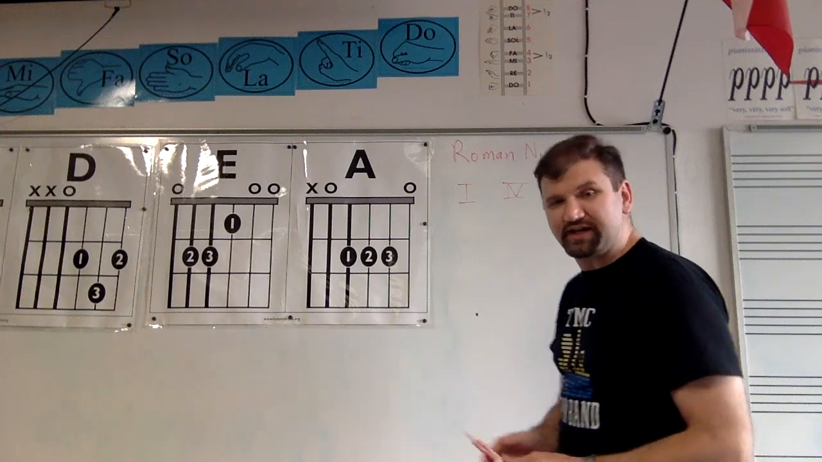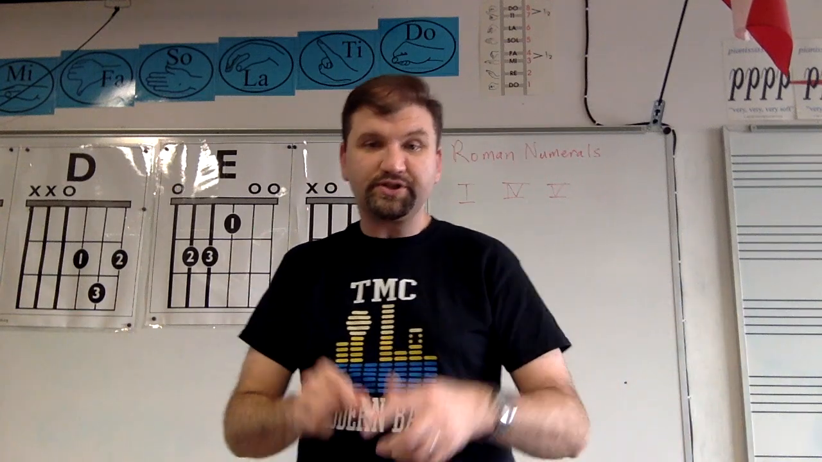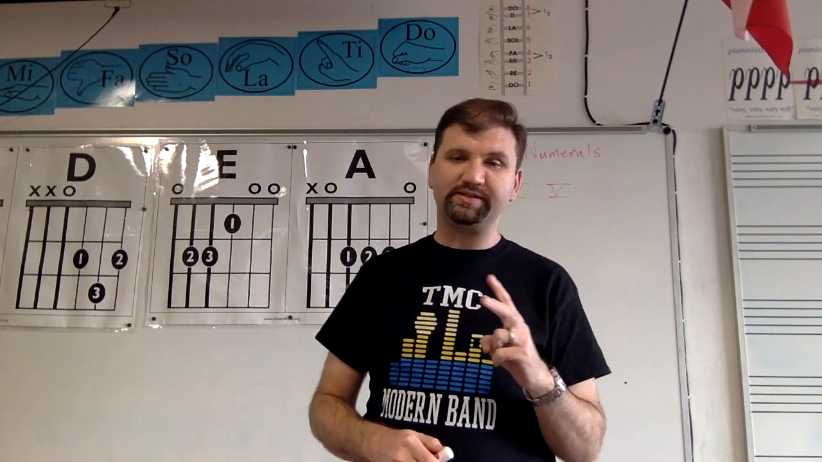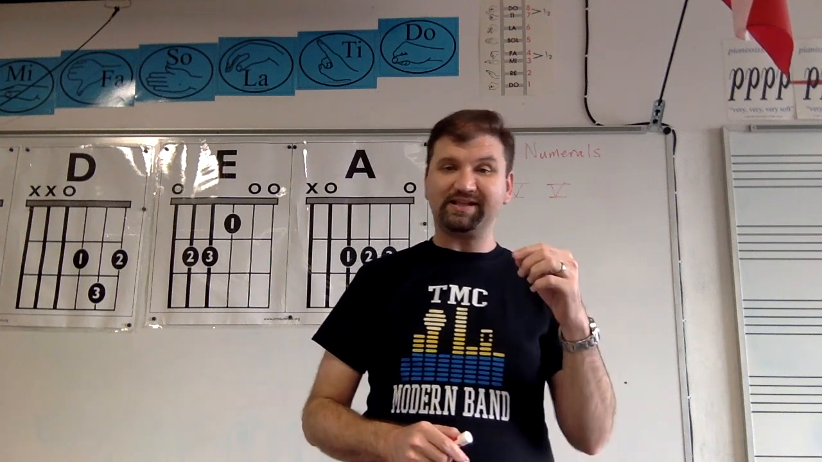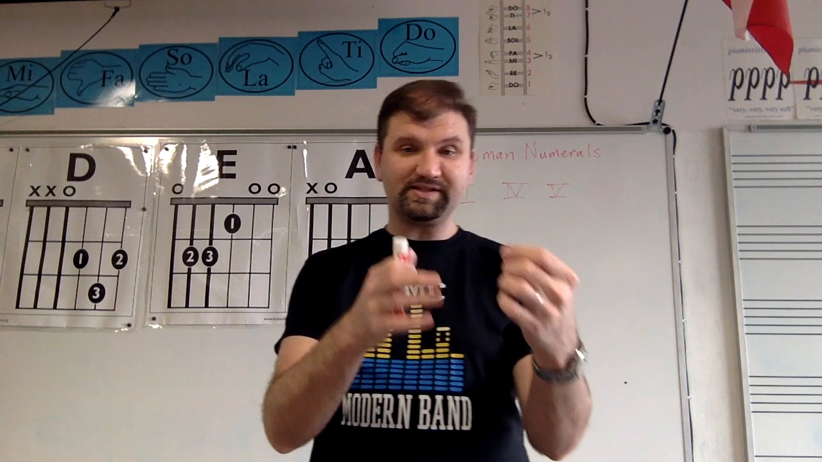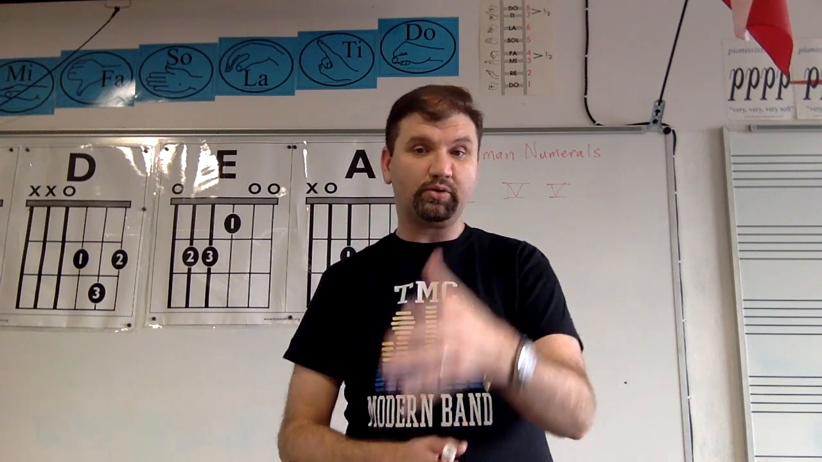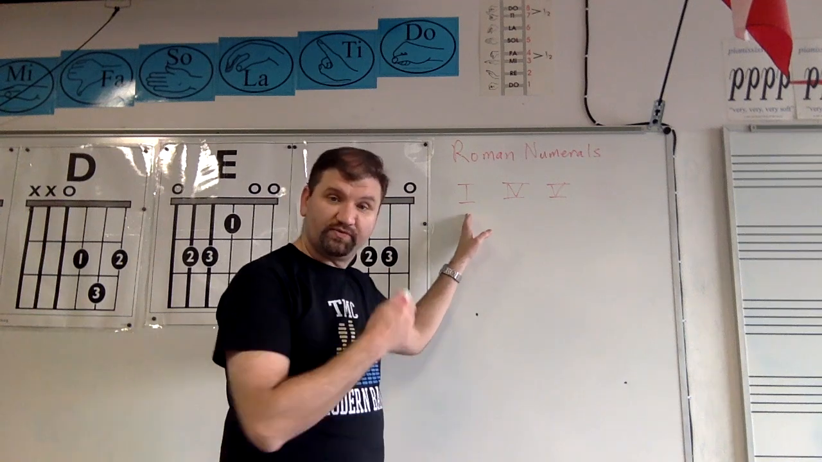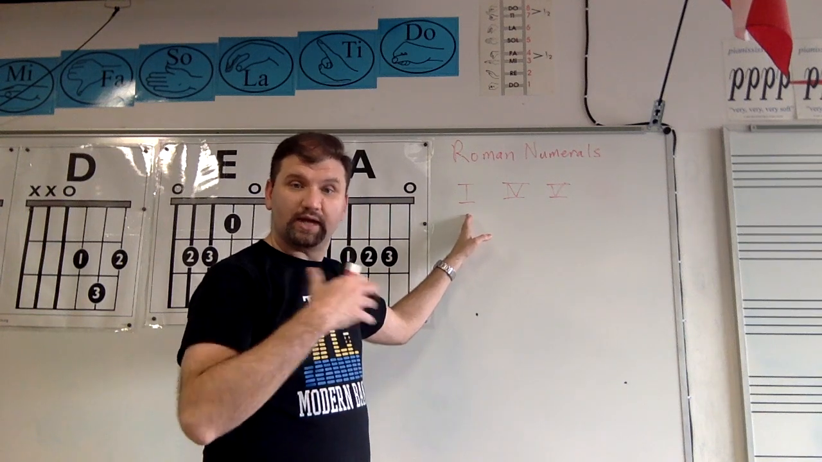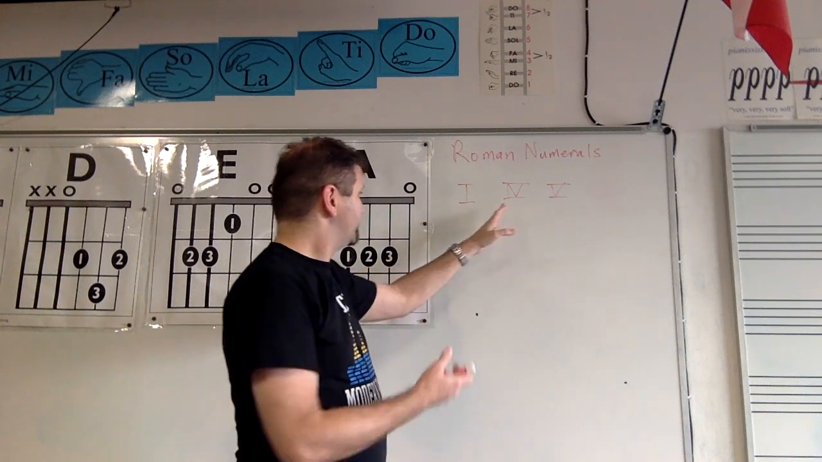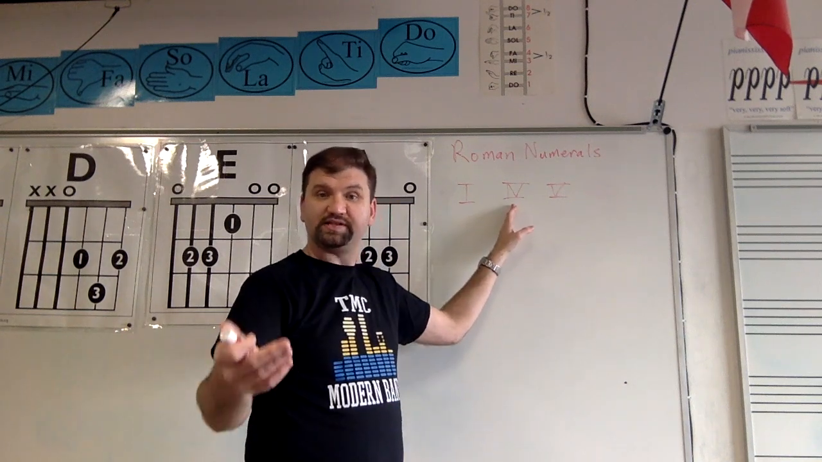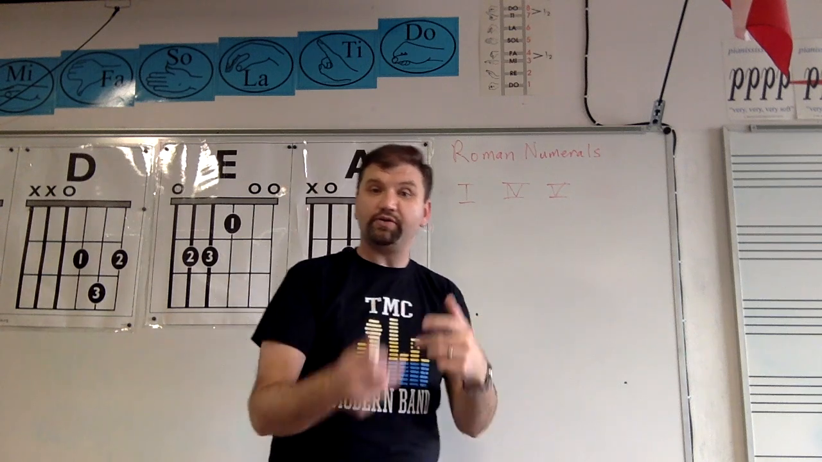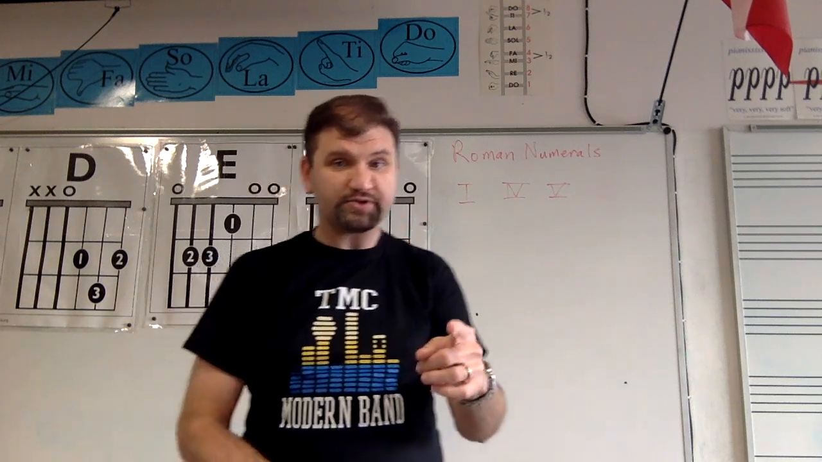Now, in music, we use Roman numerals to express chords, and they can give us two important pieces of information. They can tell us the number in the scale or key that the chord is built on. So in this case, this would be the first note in a scale and the chord built on that note. This would be the fourth note in the scale and the chord built on that note. And this would be the fifth note in the scale and the chord built on that note. So the number part is really important.